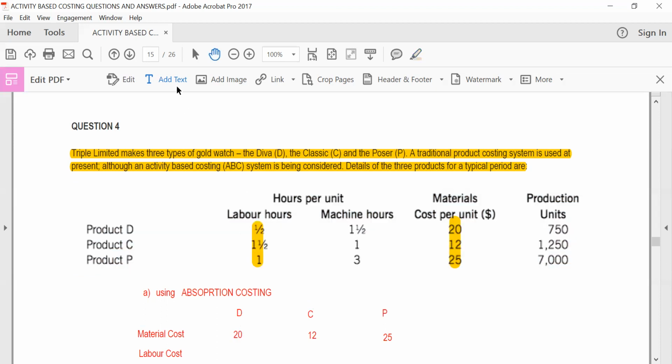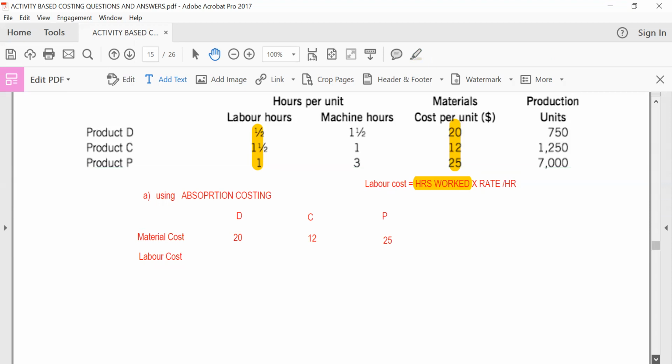I've already indicated this a long time ago, even yesterday, in calculating labor cost. Labor cost is calculated as hours worked times rate per hour. So we already know the hours worked by labor. In the case of product D, it is half. In the case of product C, it is 1.5. In the case of product P, 1. So I can go straight into the question.